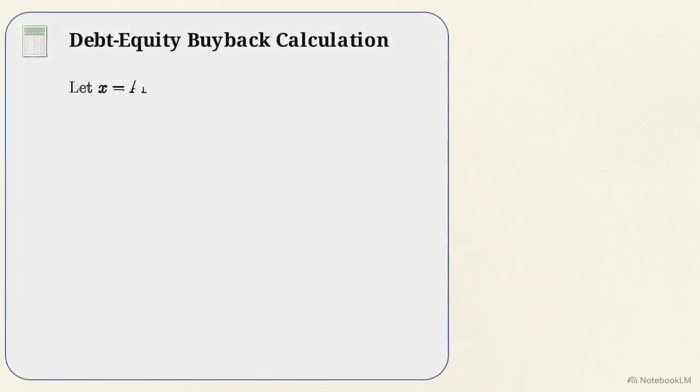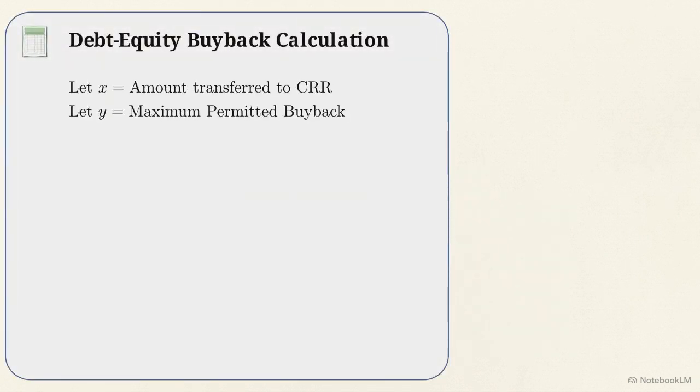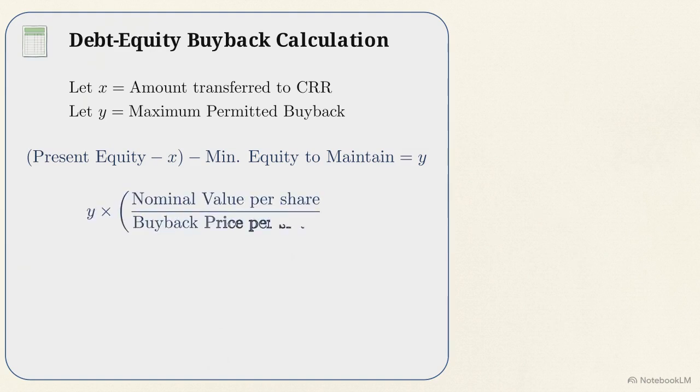Solving this without confusing the examiner requires declaring your variables clearly on the page. Arrange equation 1 to calculate the maximum permitted buyback. This takes the present equity, subtracts the CRR transfer X, and then subtracts the minimum equity required to maintain a 2-to-1 ratio. Then set up equation 2.